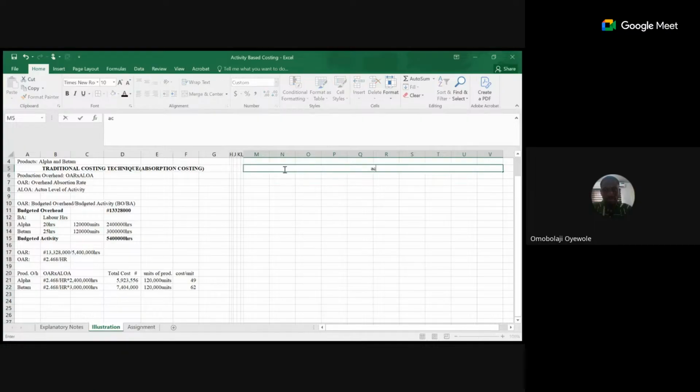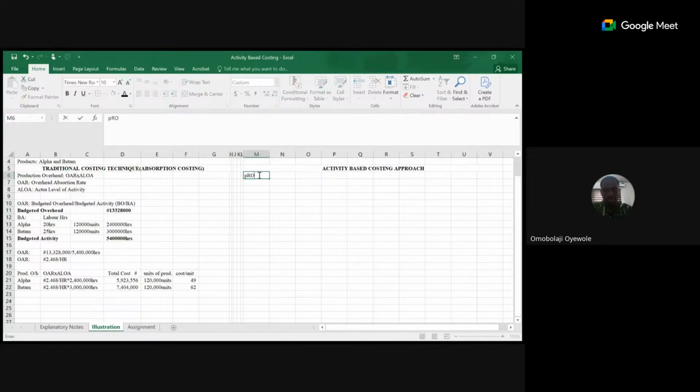Now, activity based costing approach. So let's start. Now, determine the cost driver rate. That's just like the overhead absorption rate. So for us to determine what that cost driver rate will be, we need to first know our overhead and our activity. So let's start.